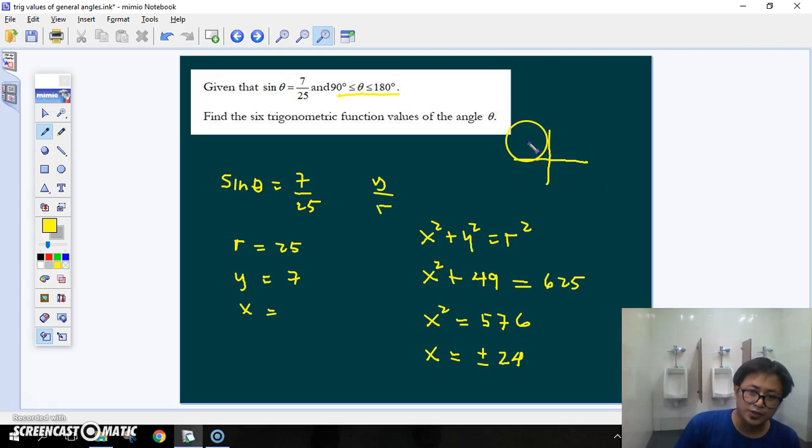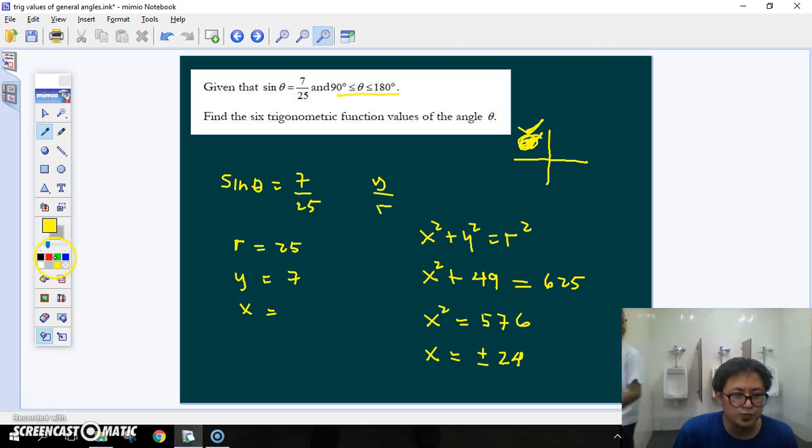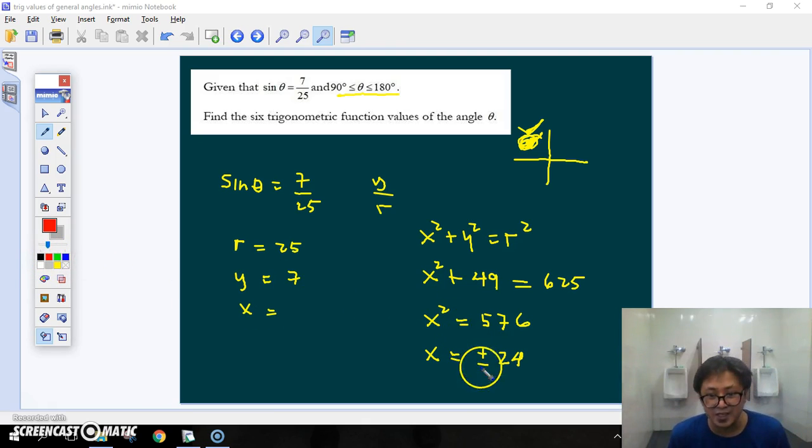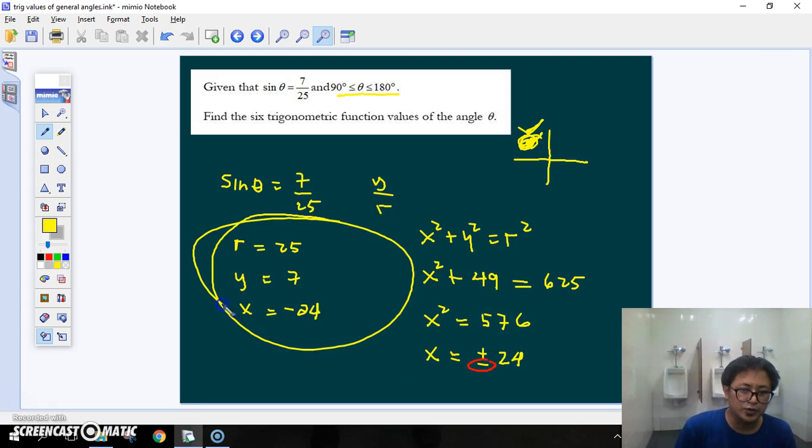That must be in quadrant 2, here in this quadrant. Right? So if it's in this quadrant, then x must be what? Negative. Right? So we have to use negative 24. Then again, you have all these values x, y, and r.